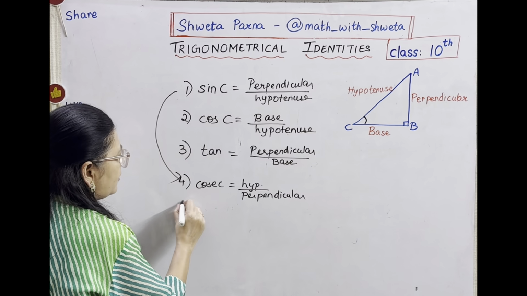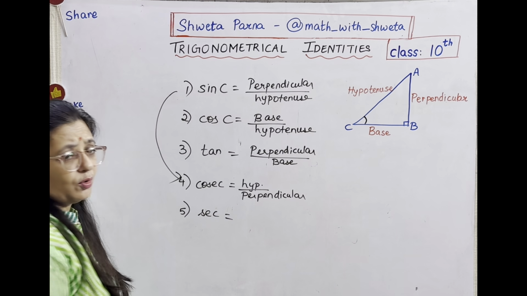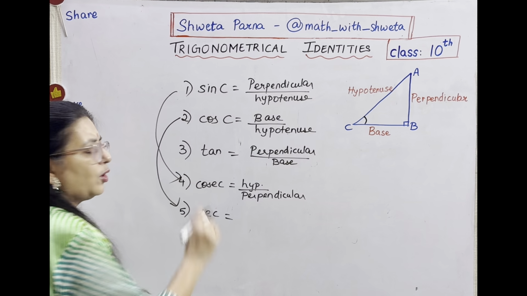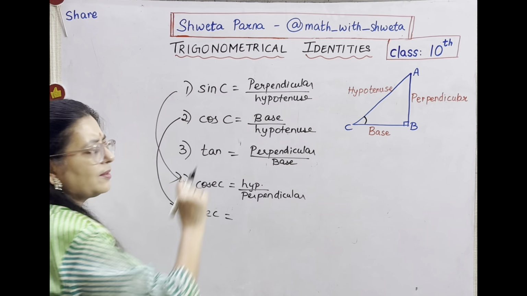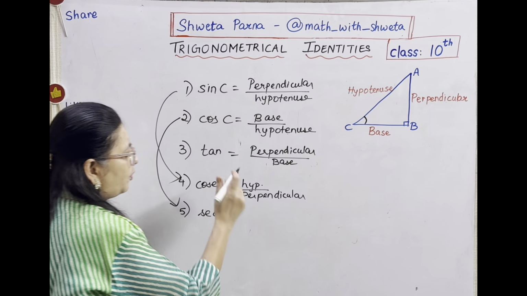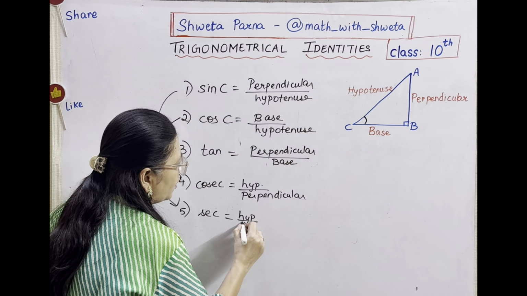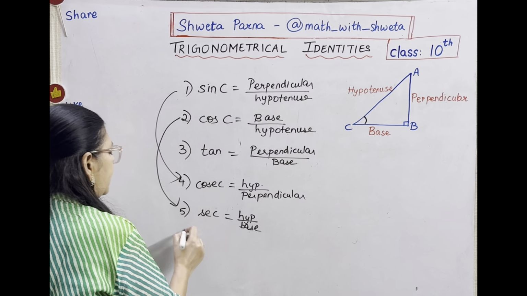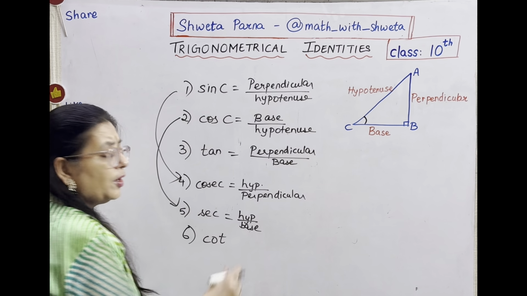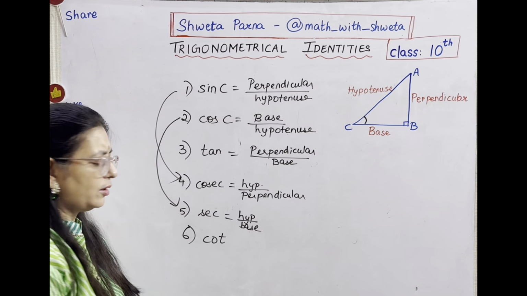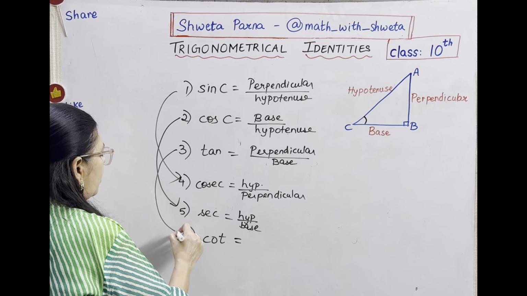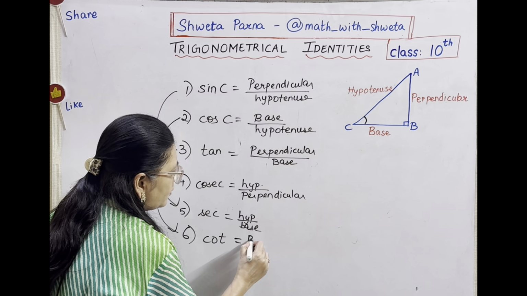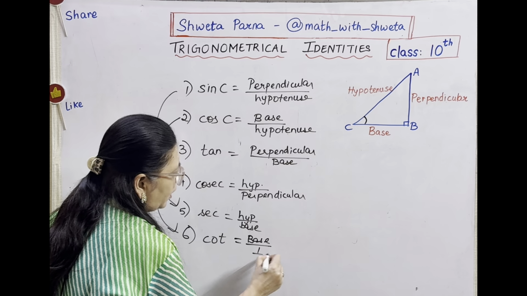Next is sec, which is also called secant. That is reciprocal of cos. So cos is base upon hypotenuse, so secant would be hypotenuse upon base. The next one is cotangent, which we generally call cot. Cot is reciprocal of tan. So tan is perpendicular upon base, so cot is base upon perpendicular.